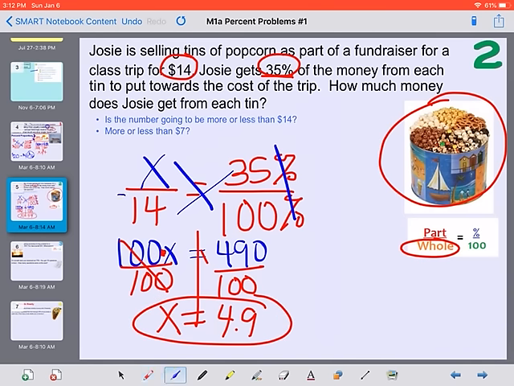4.9 what? On this side we were talking about money, so it's $4, and if we have 2 decimals, 90 cents. So Josie gets $4.90 for each tin to go towards her trip.